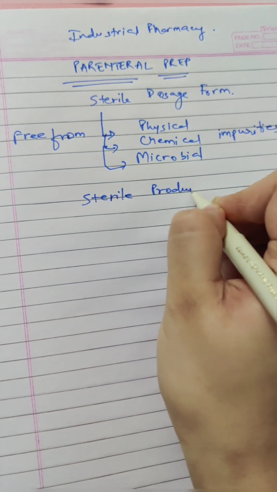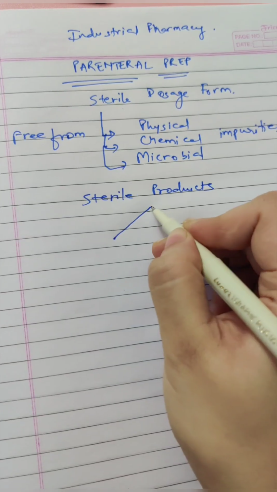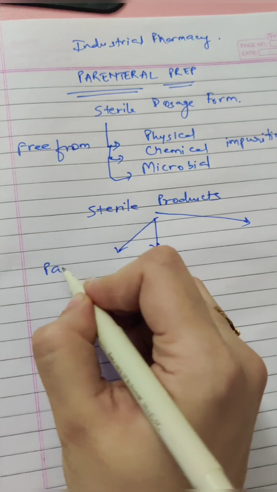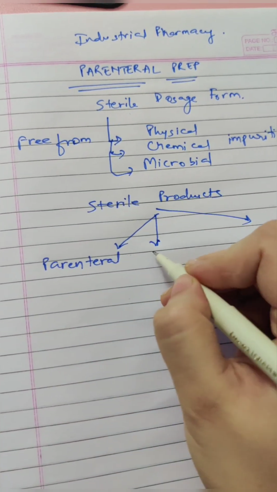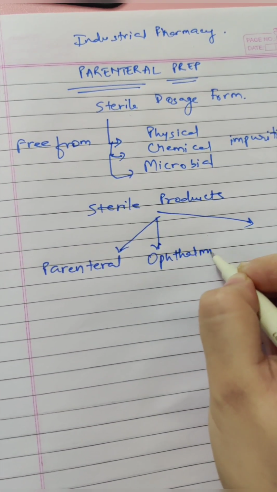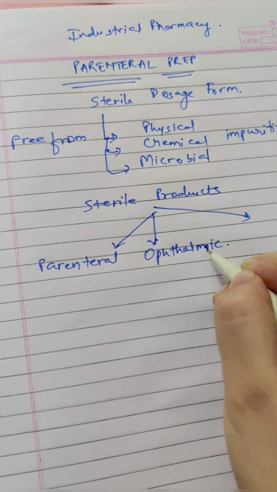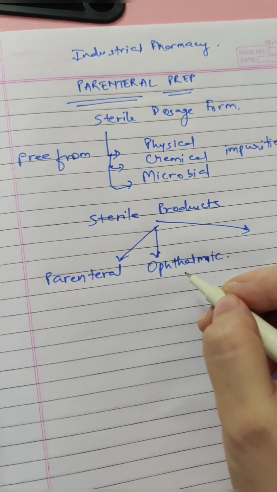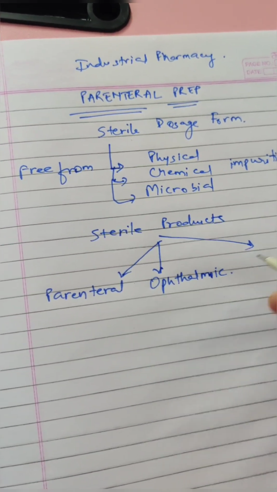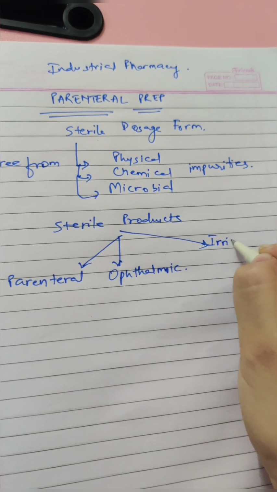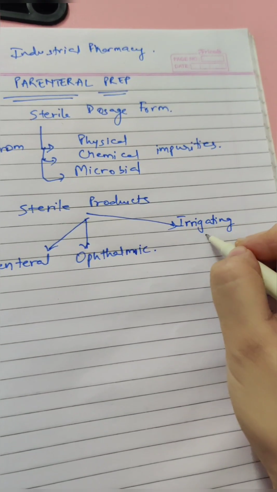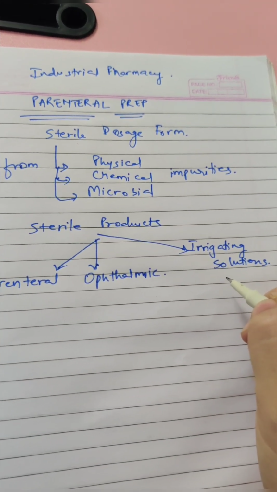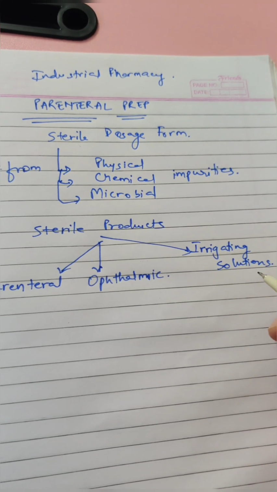Now, sterile products consist of mainly three types. Firstly, they are parenteral preparations, and secondly, ophthalmic preparations, which means consisting of the eye. Since eye is a very sensitive and very delicate organ, the ophthalmic products should be very much pure and sterile. And thirdly, it's the irrigating solutions. Now, what are irrigating solutions? Irrigating solutions are something that are used to clear a particular area or a particular organ.